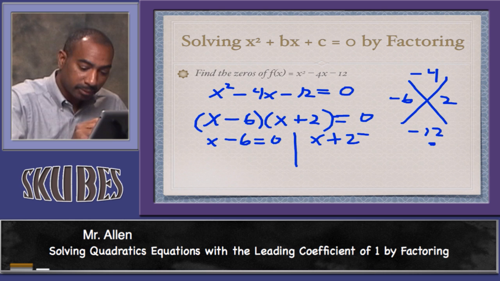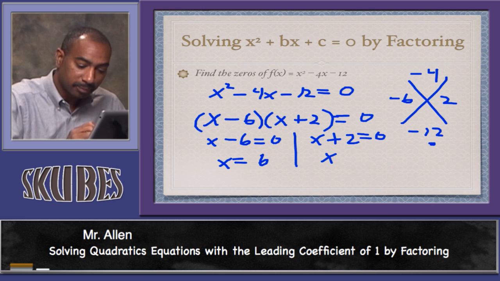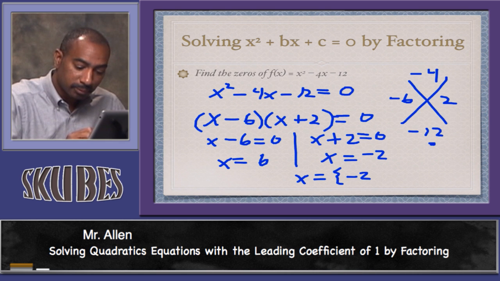All right, both terms set equal to 0, and then x is just the opposite of negative 6, is 6. X is the opposite of positive 2, that's negative 2. So the zeros are negative 2 and 6.